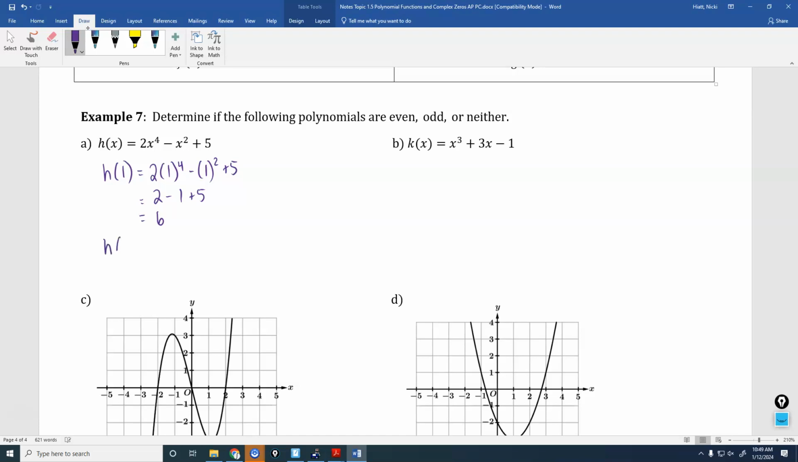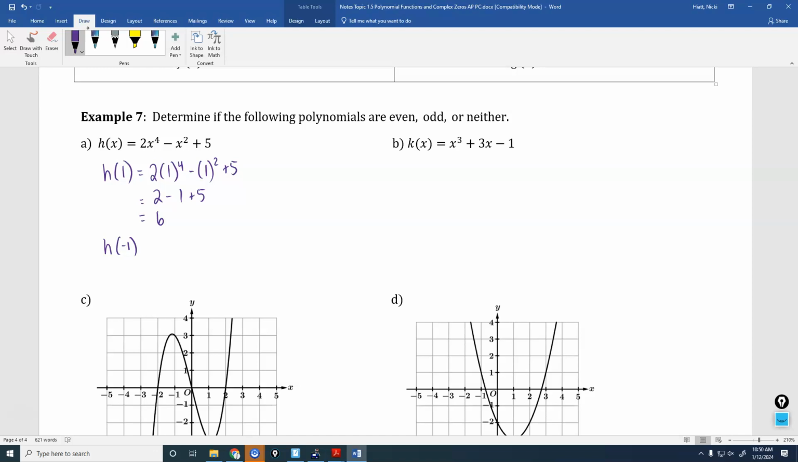So what I want to do now is plug in the negative of that number. I want to plug in negative 1. Now, this test will fail if you get 0 for that. If you get a 0, then you need to pick another number. You need to try 2 or 3 or 4, or something that won't give you 0. But most of the time 1 works.